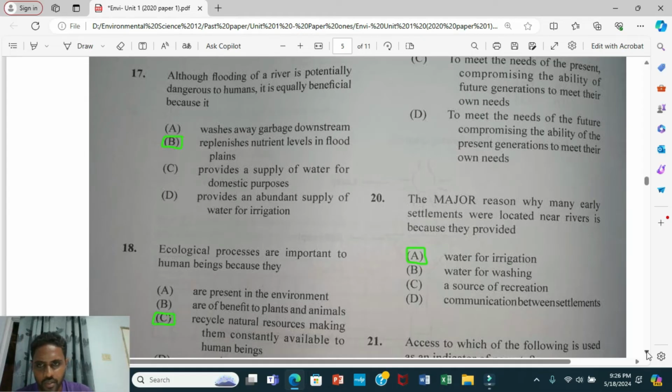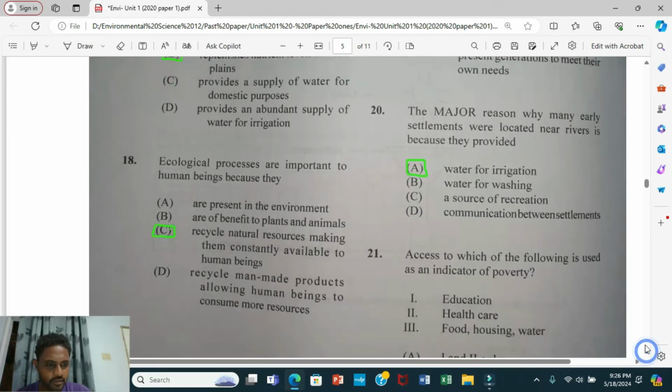All right, A, washes away garbage downstream. That wouldn't be a good answer. C, provides a supply of water for domestic purposes. If the river is flooding, it won't provide for domestic purposes. And D, it provides an abundant supply of water for irrigation. If it is flooding, all that water will just be washing away. All right. So the most suitable answer is B.